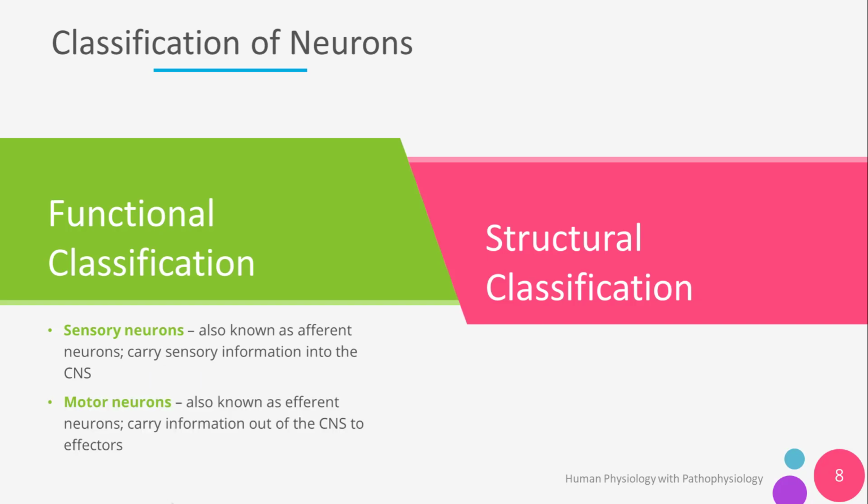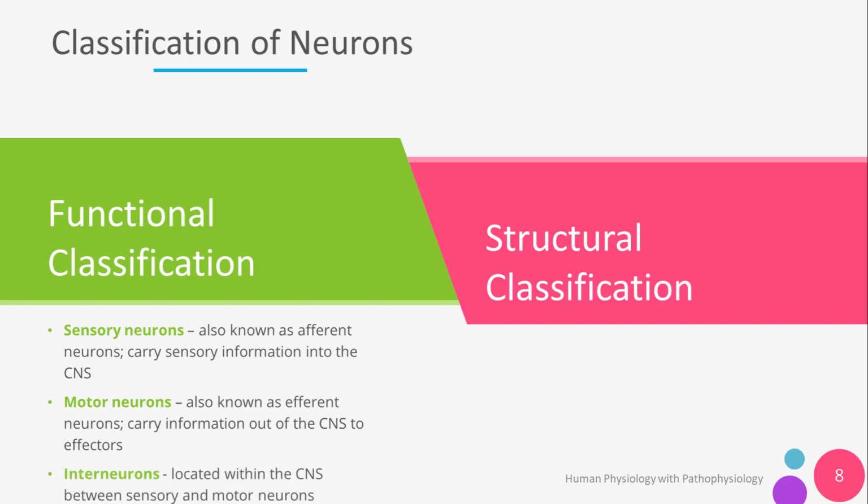Motor neurons carry instructions from the CNS to the effector organs via efferent fibers. The somatic motor neurons of the somatic nervous system innervate skeletal muscles, and the visceral motor neurons of the ANS innervate all other peripheral effectors like smooth and cardiac muscle or glands.